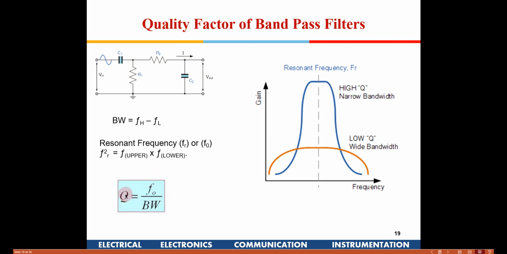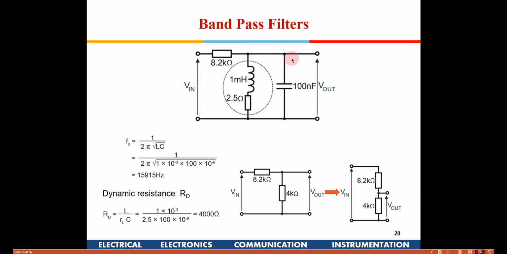There is also something known as the quality factor of these filters. The quality factor is defined by F0 divided by the bandwidth, where F0 is the center frequency and BW is the bandwidth. You need to remember these formulas, because there will be numericals based on these. This is known as the quality factor of a band pass filter. So this is one way; this is a practical band pass filter.